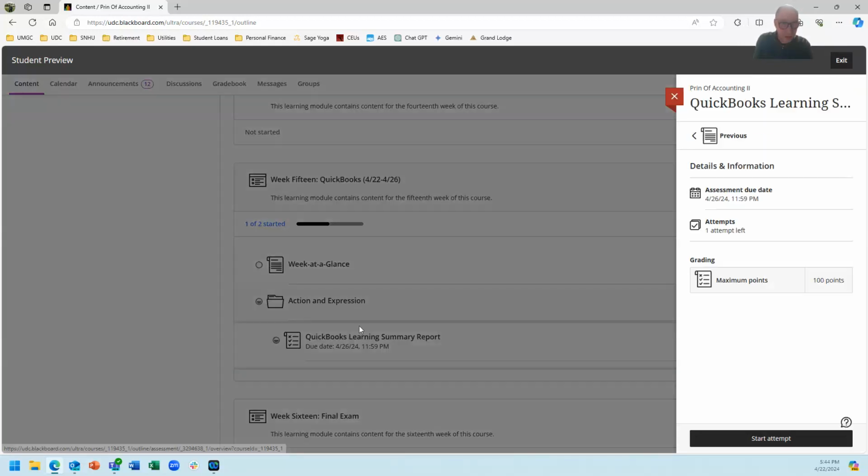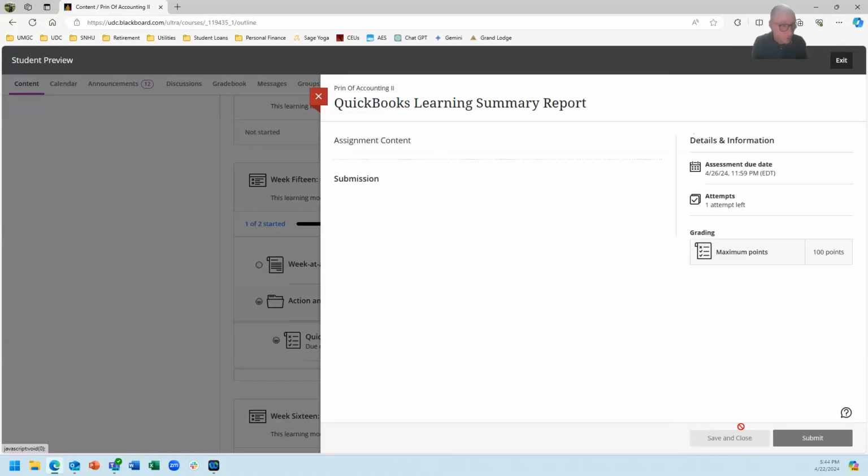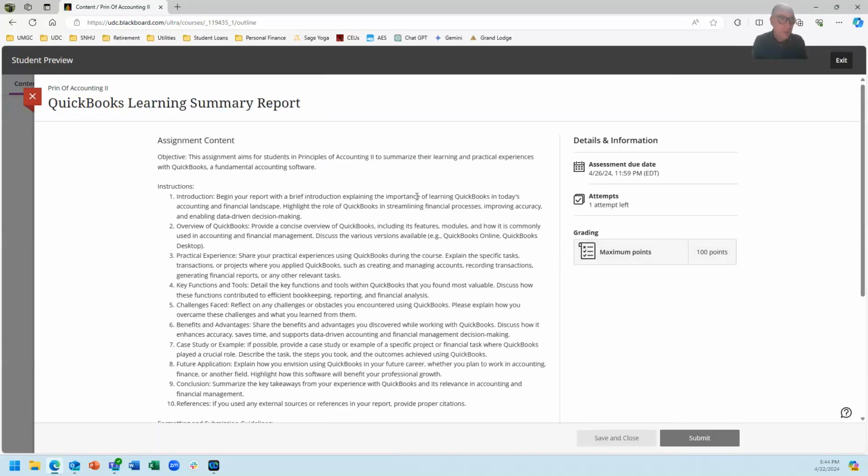So you open it up, it looks like this. Click on Start Attempt. Don't worry, it doesn't submit anything right away. Go ahead and just click on Start Attempt. All right, that's how it opens up. And once you click on Start Attempt, that's where you're going to see the instructions for this report. You'll notice for this report, there are 10 components that you must have.